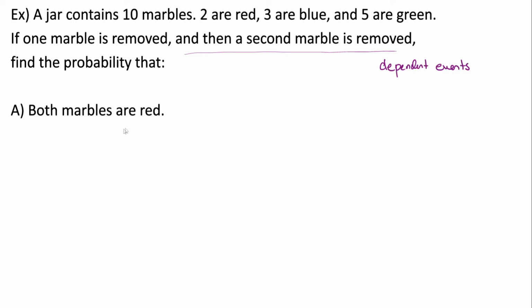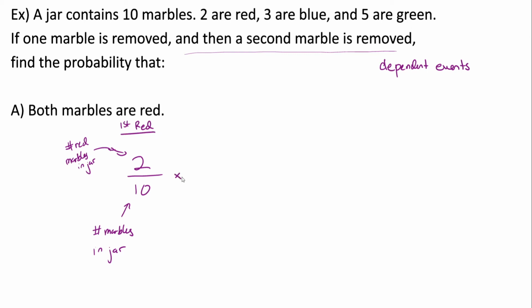First, we're looking for the probability that both marbles are red. The probability that the first marble is red will be 2 out of 10, because we have 10 marbles in the jar and we have 2 red. So that's the probability that our first marble is red.